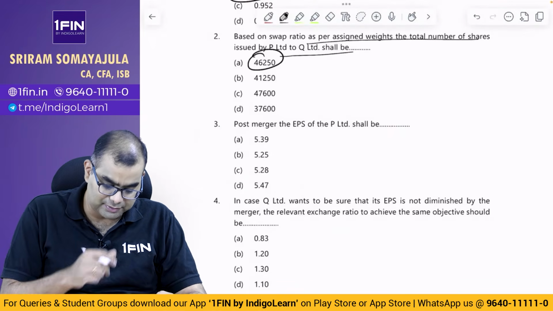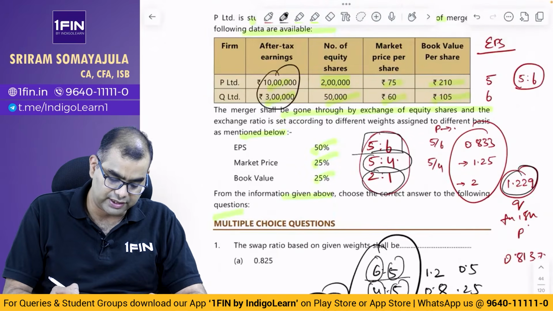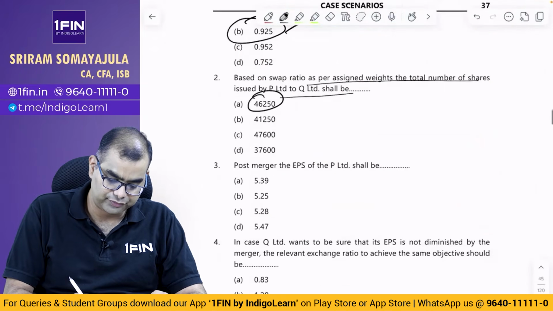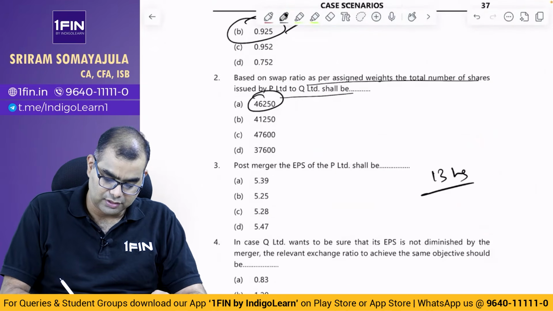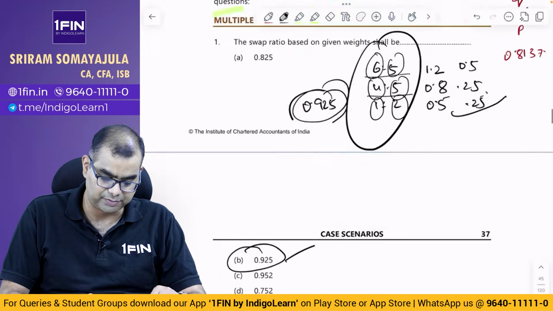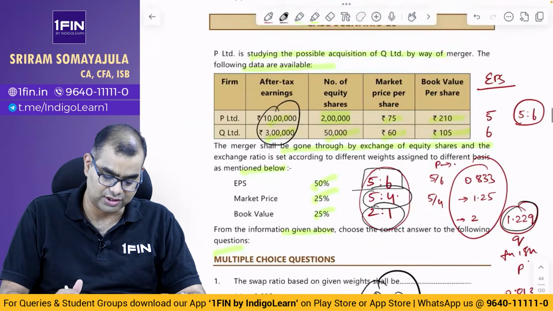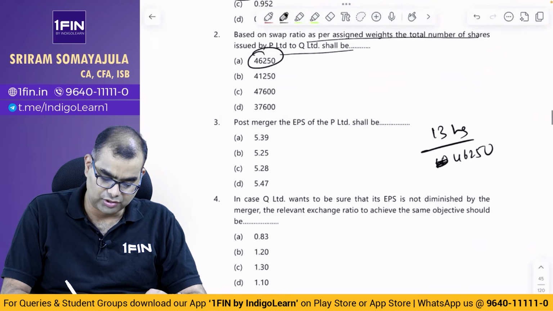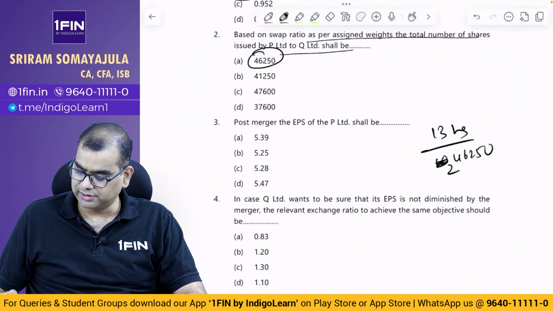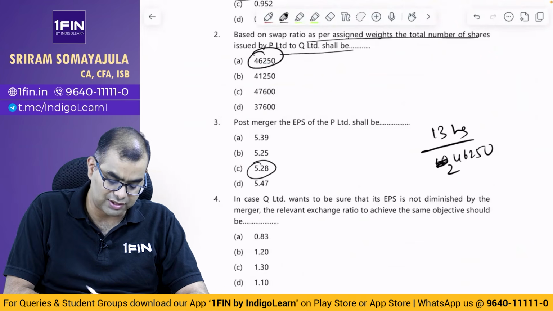Then post-merger, what shall be the EPS of P Limited? What is post-merger EPS? Post-merger PAT, which is 13 lakhs, divided by 10 lakh 46,250. 10 lakhs only, no? The previous P's share count, yes. No, 10 lakhs is the PAT. 2 lakhs is the share count. See, that is what it should be. 2 lakh 46,250. 13 lakhs divided by 2 lakh 46,250 is 5.279. So the answer is this.